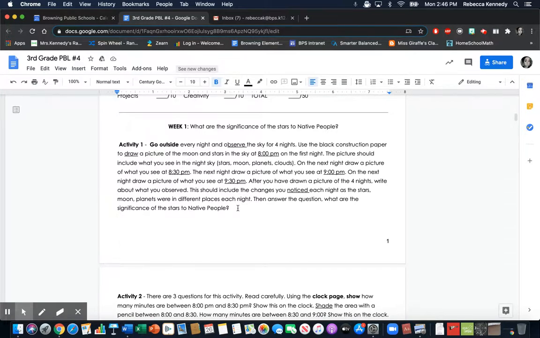there was provided in your packet a little black book made out of construction paper and a piece of chalk. So with the little black book and piece of chalk, you will be using those to complete activity 1. So you will go outside every night and observe the sky for 4 nights. Use the black construction paper booklet to draw a picture of the moon and stars in the sky at 8 p.m. on the first night.